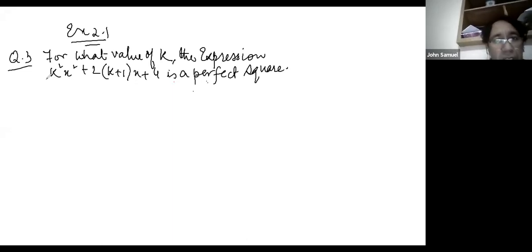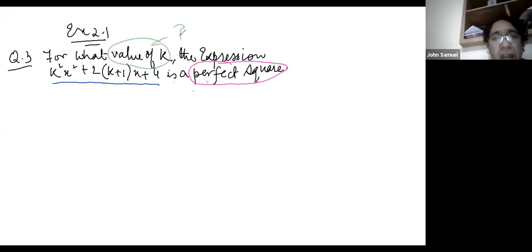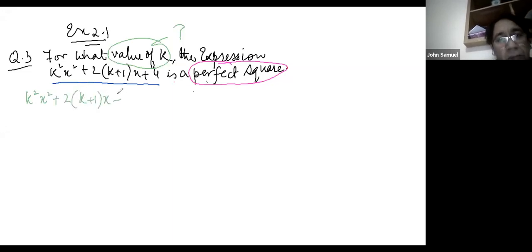Now look, my dear students, this is the expression you have been given. It is already given that this expression is a perfect square. This is already given, it's a perfect square, right? We need to find what? Actually, we need to find the value of k. This is what we need to find, remember. So I will write the expression which is already given there: k square x square plus 2 into (k plus 1) x plus 4. This expression is already given. It's a perfect square.